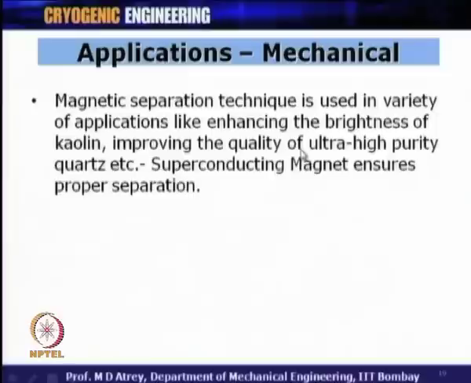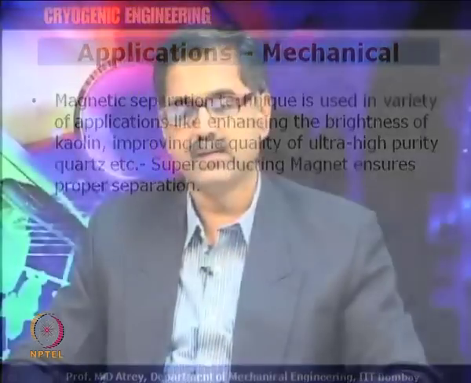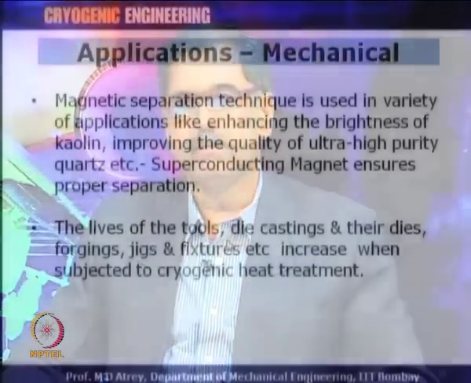This is a very widely used technique. Superconducting magnets meant for magnetic separation are very big magnets through which the kaolin passes, and it comes out without these metals at the other end. Similarly, cryogenic heat treatment is given to a lot of metals.